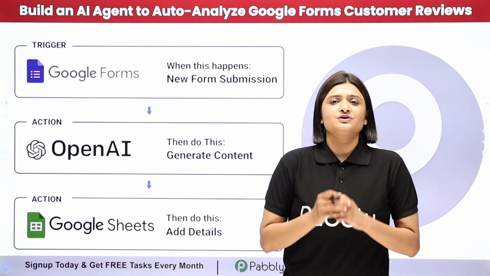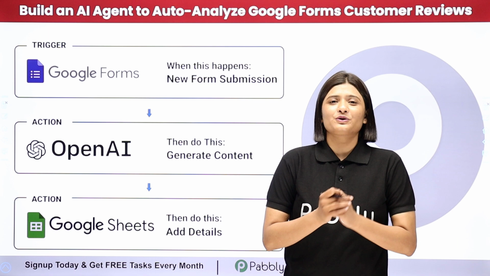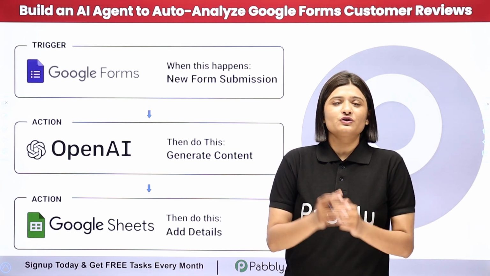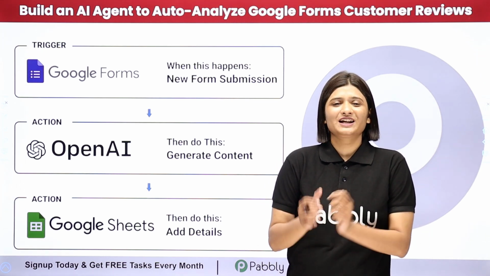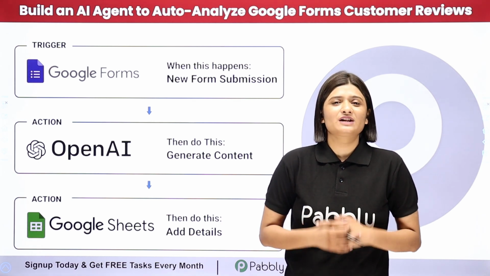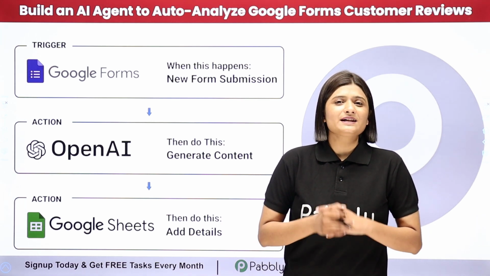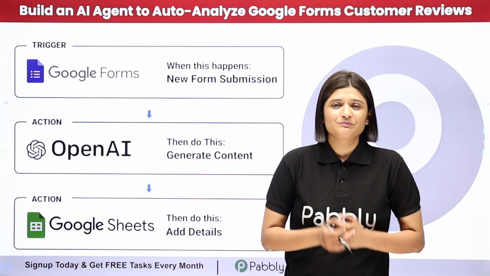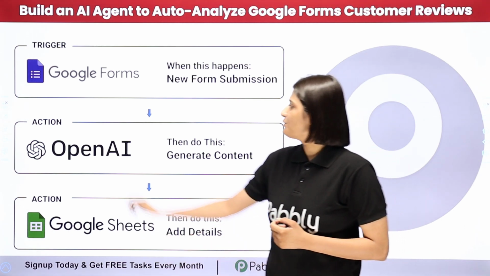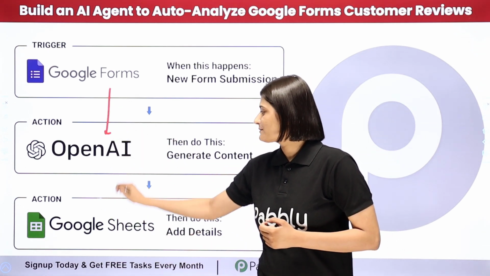Doing this manually will consume a lot of time, so I've completely automated this process, and to do this automation I've used Pabbly Connect. Pabbly Connect is an amazing automation and integration software which requires no coding or programming skills. Here I just need to build a connection between Google Forms, OpenAI and Google Sheets.